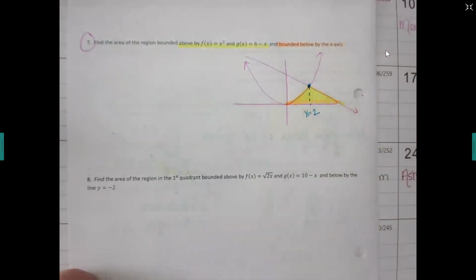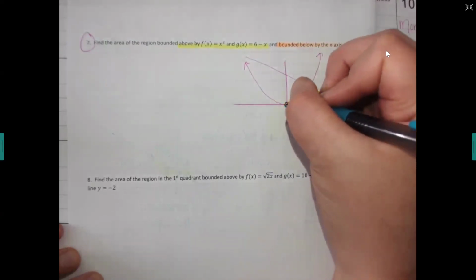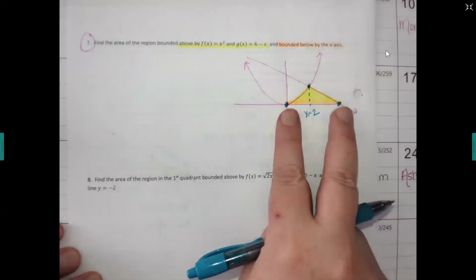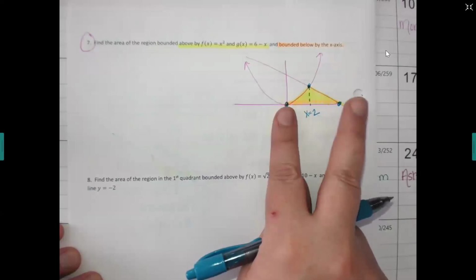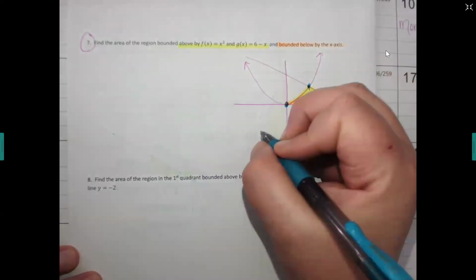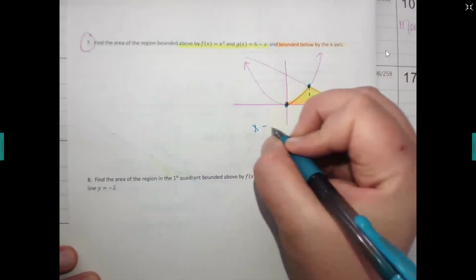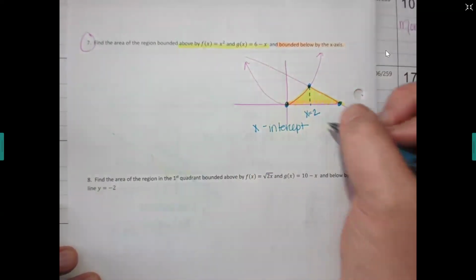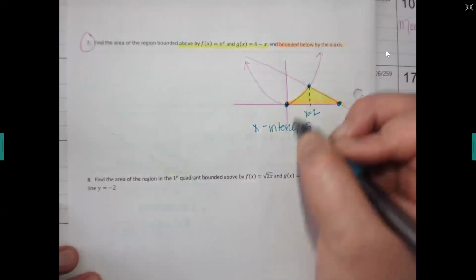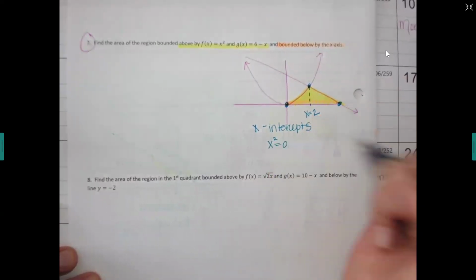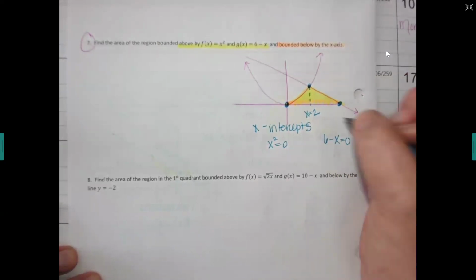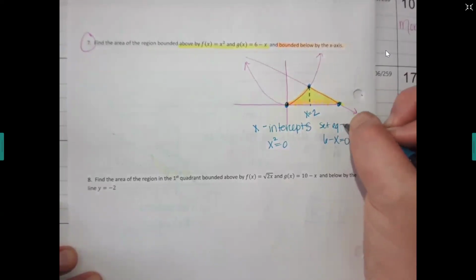Now, the other two endpoints for the region are here and here. Those are not intersections. What types of points are these? X-intercepts, very good. And to find an x-intercept, you're going to just take the equation and set it equal to 0. So I'm going to take my x squared equation, set it equal to 0. Then I'm going to take my 6 minus x, set it equal to 0. So set equation equal to 0.